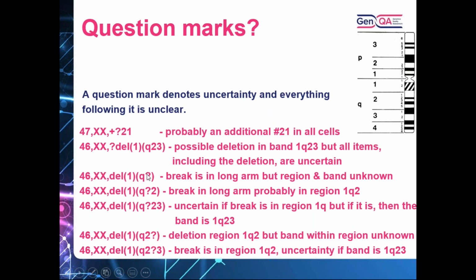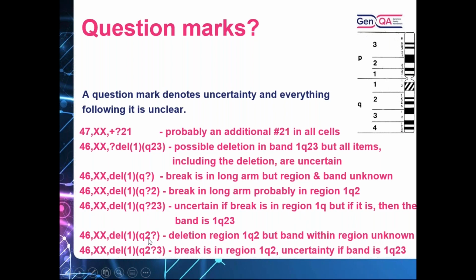If you put del(1q?), it means you know the breaks are in the long arm, but the region and band are unsure. If you put del(1)(q?2), you're saying there's a deletion in the long arm, but probably it's in the region 1q2, so it's in this region here. If you put q?23, you're still uncertain where the break is in the region of 1q, but if it is in region 2, then it's in band 3.